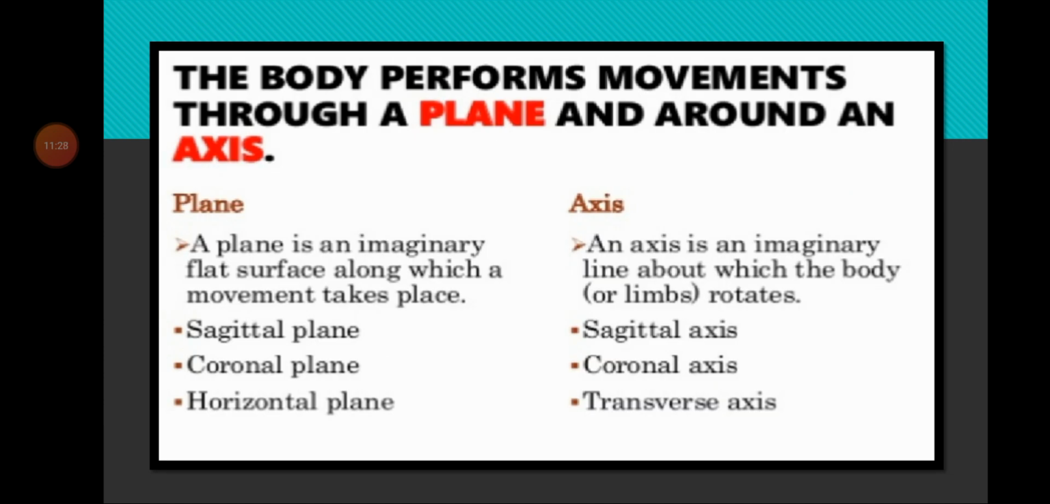The next one, the body performs movements through a plane and around an axis. Plane. A plane is an imaginary flat surface along which a movement takes place. So you can see there are three: sagittal plane, coronal plane and horizontal plane. The next one is axis. An axis is an imaginary line around which the body or the limbs rotate. There are also three types: sagittal axis, coronal axis, transverse axis.